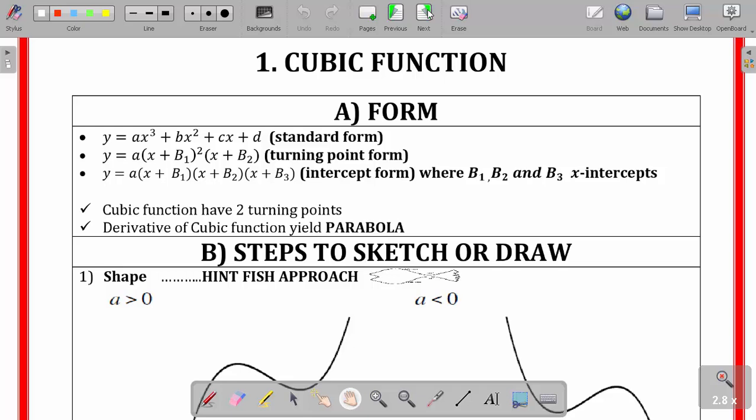Now we're starting with a cubic function. A cubic function can be written in 3 forms. It can be written in the standard form, as you see here, that is ax cubed plus bx squared plus cx plus d. Or in turning point form, that is y equals a into (x plus b1) squared, then (x plus b2). Or in intercept form, whereby b1, b2, and b3 are the x-intercepts. In that case, it is y equals a into (x plus b1) into (x plus b2) into (x plus b3).